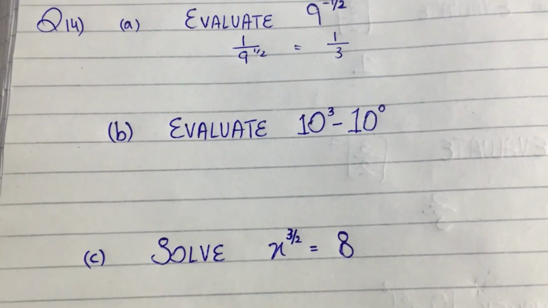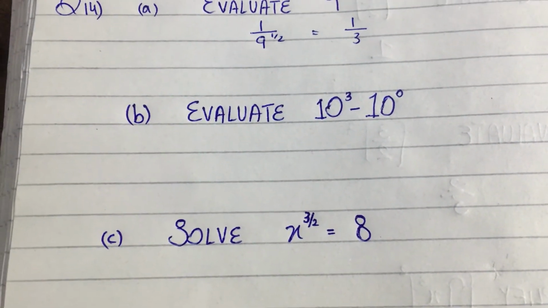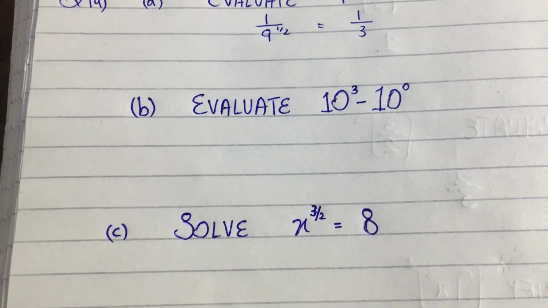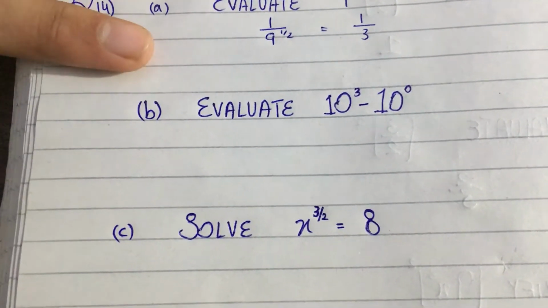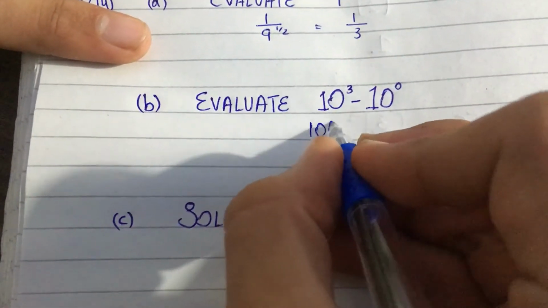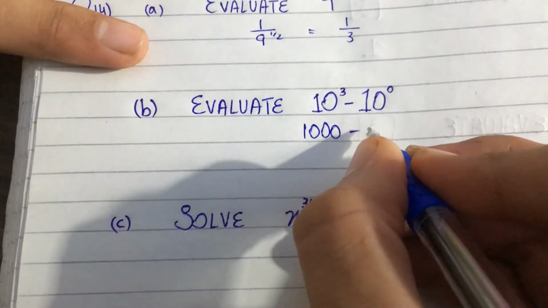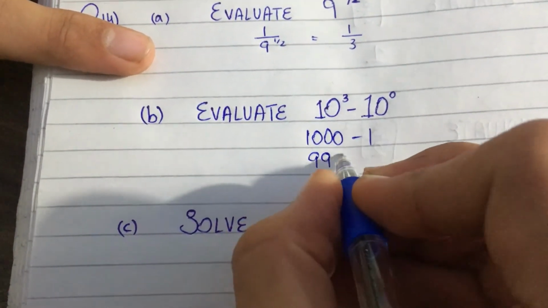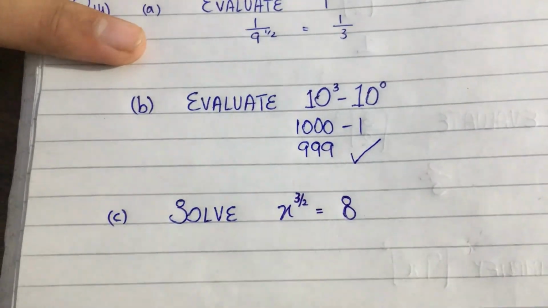Part B says evaluate 10 cube minus 10 power 0. 10 cube is 1000 and 10 power 0 is 1. So 1000 minus 1. This is going to leave us with 999 as our answer.